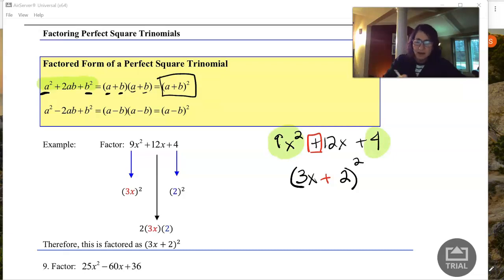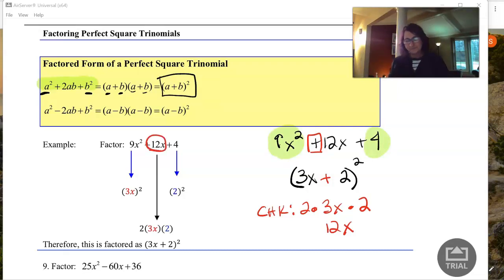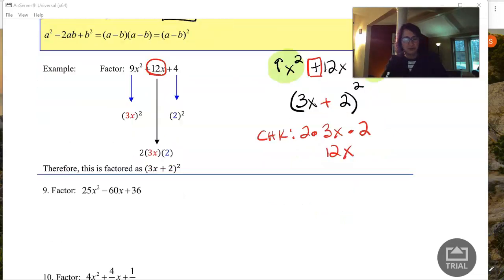Now it's done. You do want to do a quick check. If you multiply the two terms together, 3x times 2, and you double it, or in other words, multiply that by 2, that's the same thing as doubling it. Then multiply all that together. So 2 times 3 is 6. 6 times 2 is 12. So that gives us 12x. It should always multiply out to your middle term.